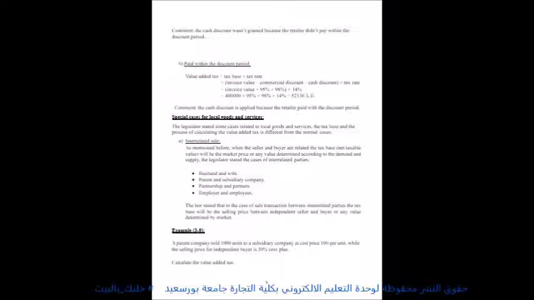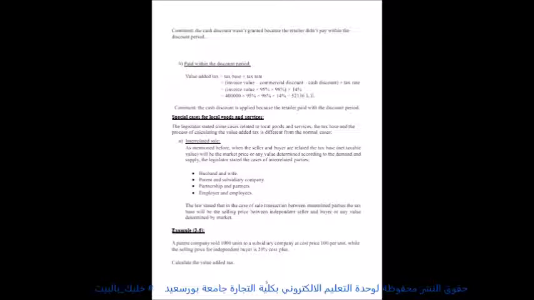What is the meaning of interrelated sales? As we mentioned before, when the seller and the buyer are related to each other, there is a relationship between the seller and the buyer, we call this interrelated sales. What are the cases mentioned in the law called interrelated sales? Husband and wife, parent company and subsidiary company, partnership and partners, employer and employees. Such cases are called interrelated sales.